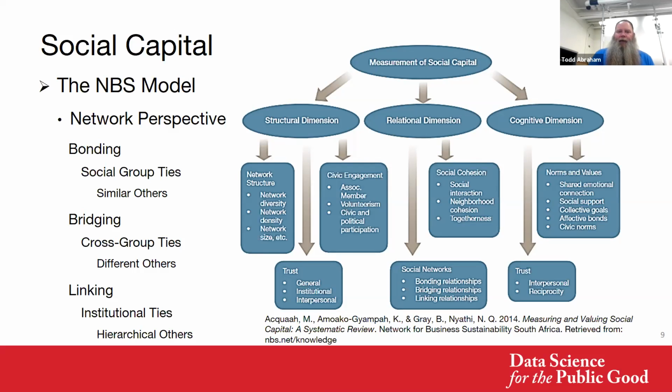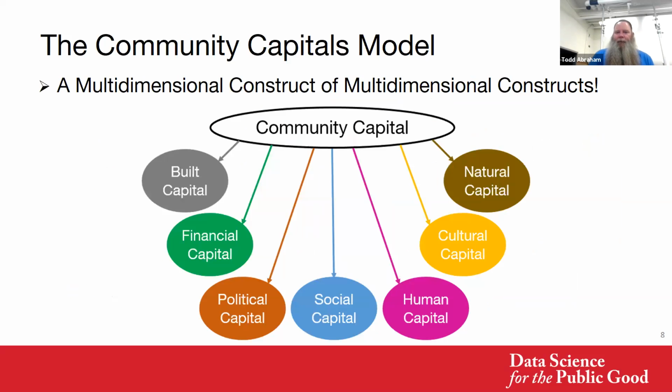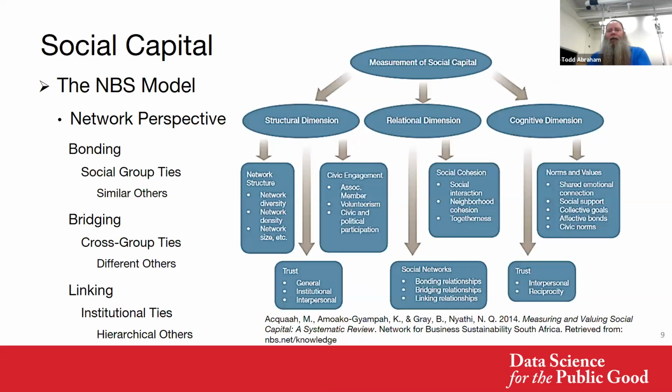Within each of them then are subdomains or subcomponents. So we have, for example, in the structural dimension, network structures, civic engagement. Within each of those, then, you can see that there are indicators: network diversity, network density. How many people do you know? How many people do you talk to on a weekly basis? Within any one of those mid-level components, social cohesion. How close is your neighborhood? How together are neighbors in your community? Going one level down to the bottom of this, then, additional buckets to think about.